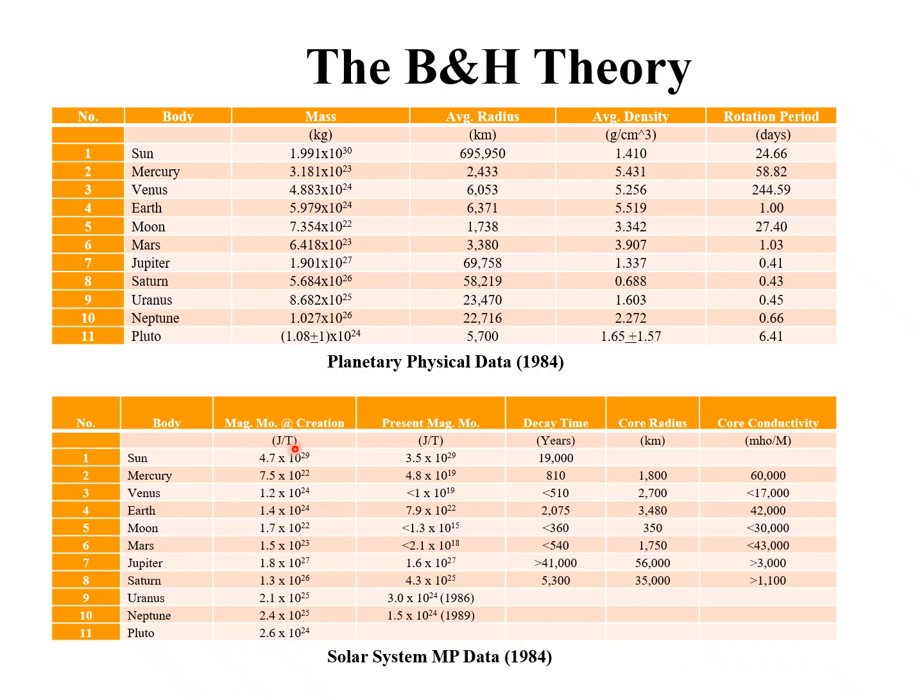Of course, this at creation is calculated. Here's the present magnetic moment, and I said I thought Mercury was wrong where I had it. That was carried over. Today it's 4.8 times 10 to the 19th, not the 22nd. It was at 22nd at the start. There. Here's the rest of them.